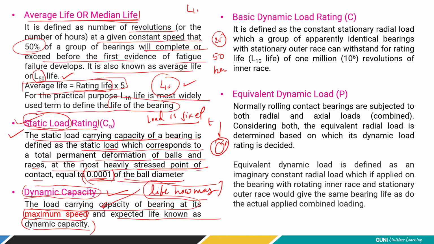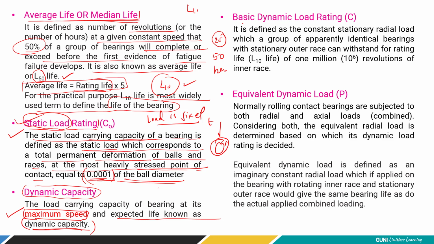But in case of dynamic capacity, what will happen? You have to rotate the bearing at maximum speed. At that time, the load that you are applying on the bearing, or the load the bearing is supporting, that safe load will be termed as dynamic capacity, right? How much load you can apply without creating any failure sign.